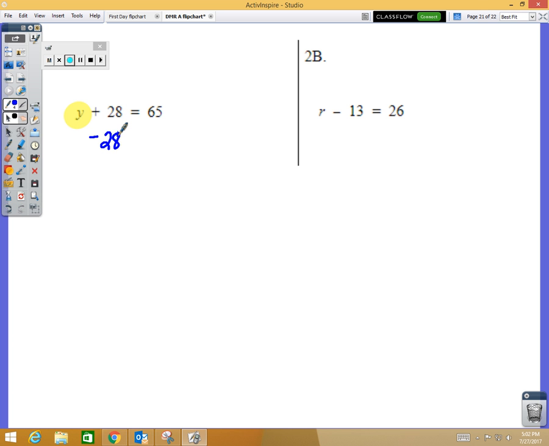Now this is an equation. It's like a balance beam, a seesaw. What we do to one side of the equation, we have to do to the other side of the equation. So I have to subtract 28 on the other side as well.